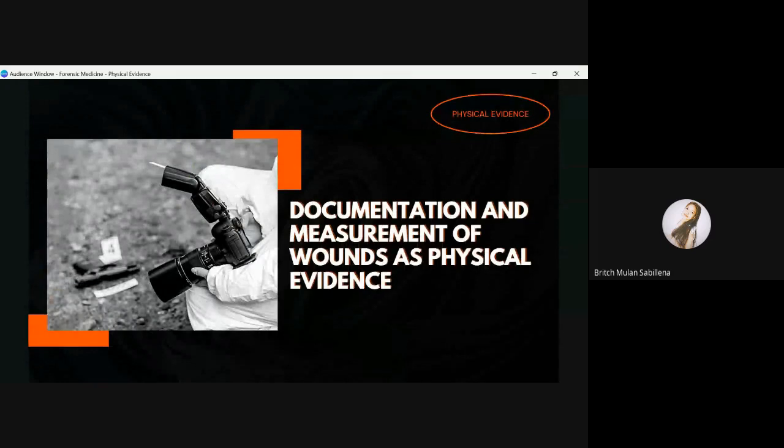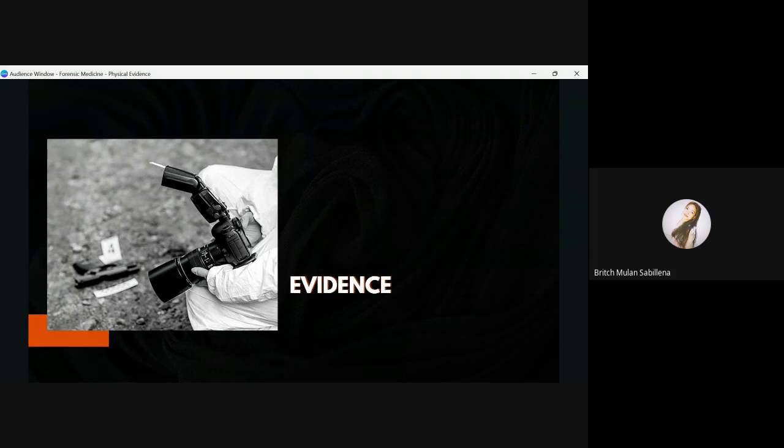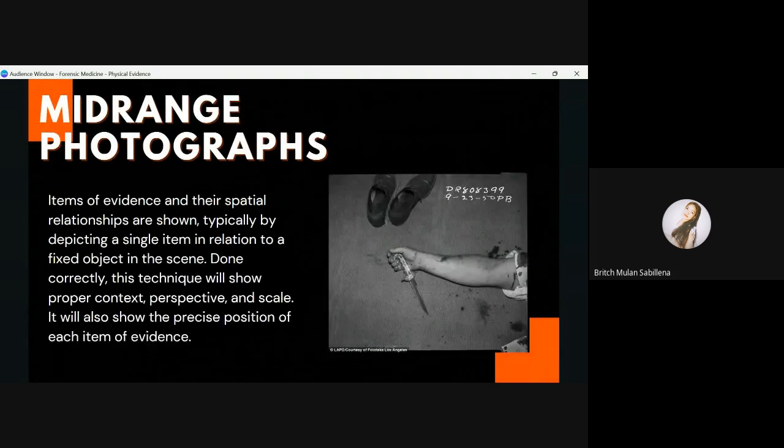I'll be discussing the following: documentation and measurement of wounds as physical evidence. First is the mid-range photographs. The documentation of physical evidence using mid-range photographs involves taking photographs of the items of evidence and their spatial relationships in a crime scene. The purpose of these photographs is to show the context, perspective, and scale of the evidence and to establish the precise position of each item of evidence.